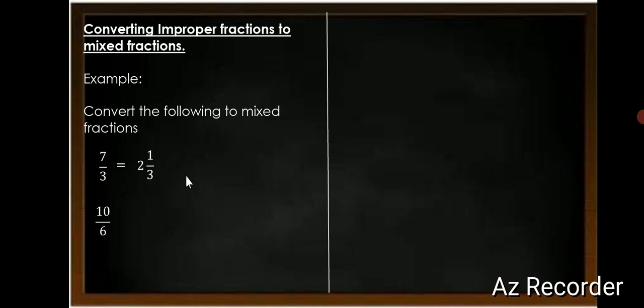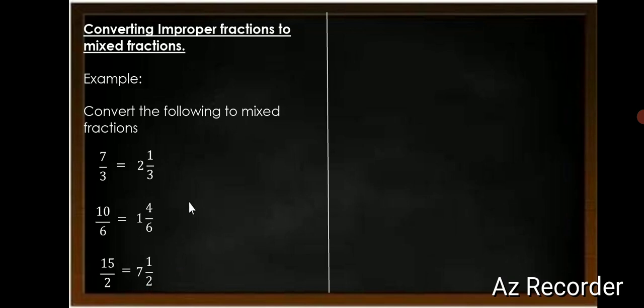Let's take a look at another example. 10 over 6. How many times can 6 go into 10? It will go 1 whole time. There will be 4 remainder divided by this denominator, which is 6. Let's take a look at another example. What do you think the answer to this one will be? Yes, you got it right. It will be 7 whole number 1 divided by 2.